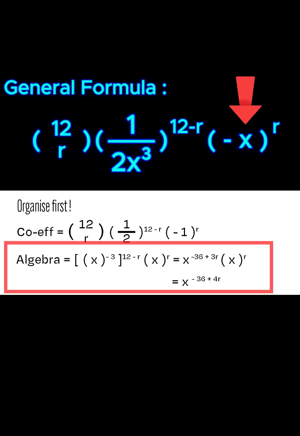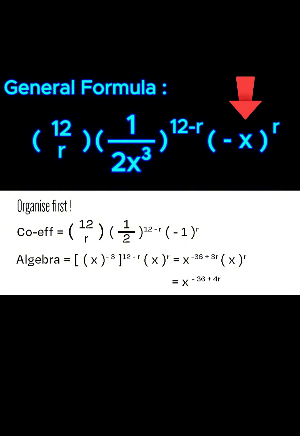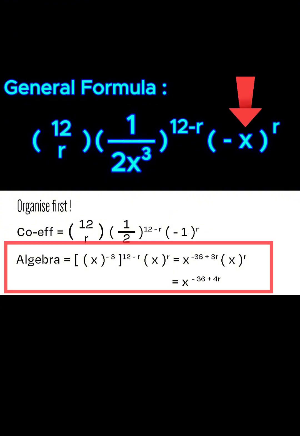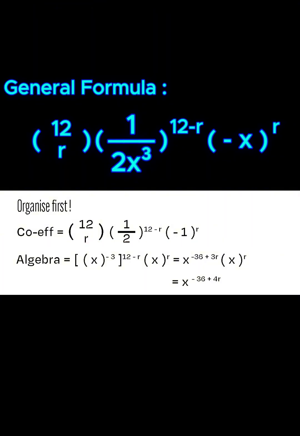Then we have another algebra guy at the last bracket of the general formula, which is x, right? So do not leave him out. We're going to write down x to the power of r. So if you consolidate all of these x terms using indices, you're going to get a final general formula for algebra, which is x to the power of minus 36 plus 4r.